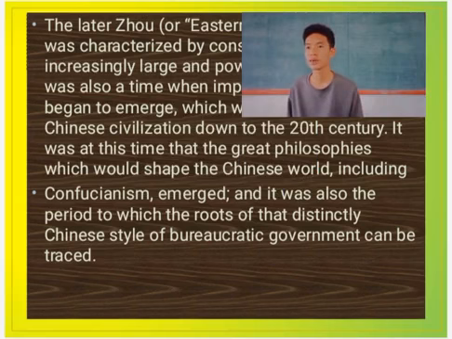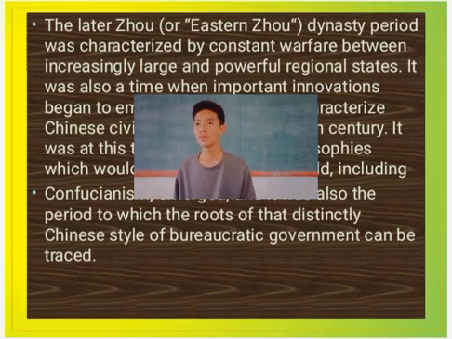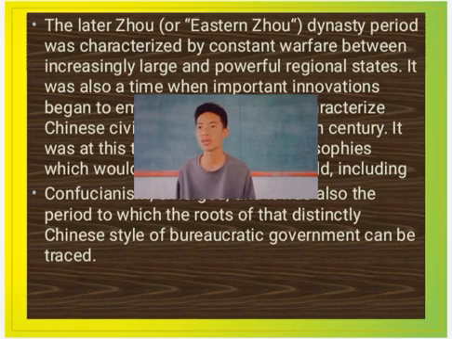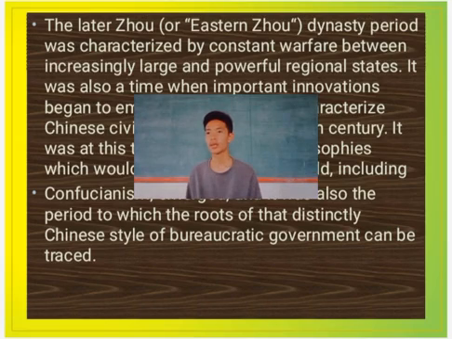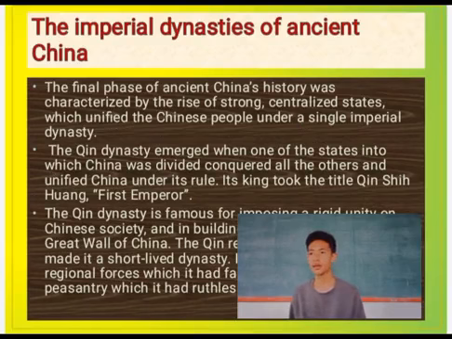Confucianism emerged, and it was also the period to which the roots of that distinctly Chinese style of bureaucratic government can be traced. Confucius, who lived during the 6th century BCE, was one of the foremost Chinese philosophers. Confucius was pragmatic and sought to reform the existing government, encouraging a system of mutual duty between superiors and inferiors. From the Han dynasty in 202 BCE through the end of dynastic authority in 1911, Confucianism was widely practiced in China.